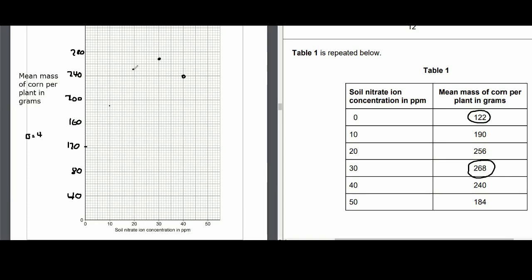And now I have my last 2 plots. The one for 40 is at 240, and my final plot is at 184. There we go. And that's your 3rd mark for doing the plots.